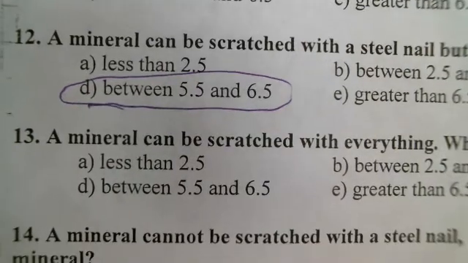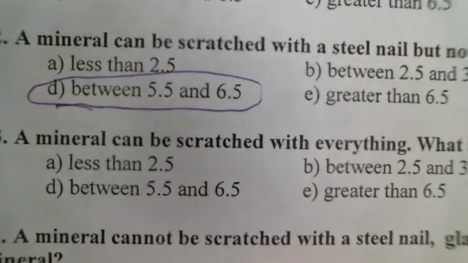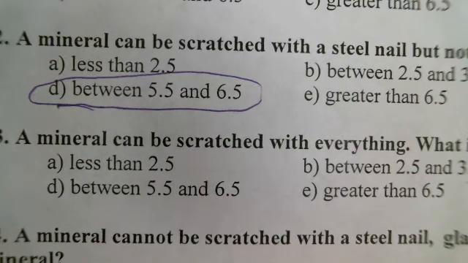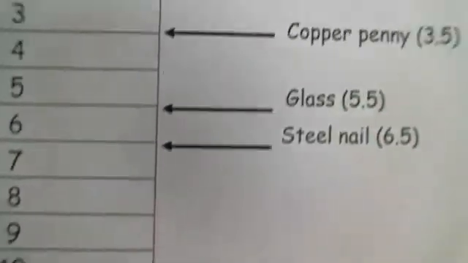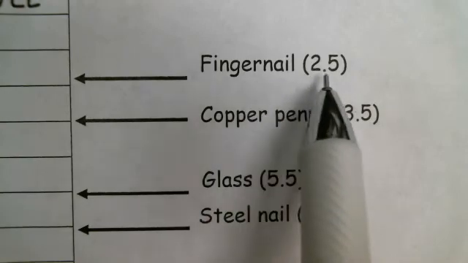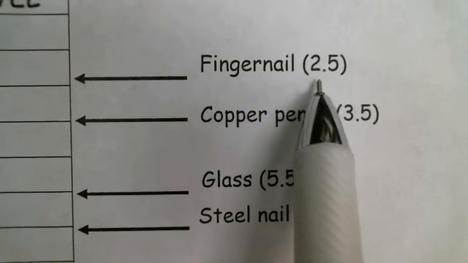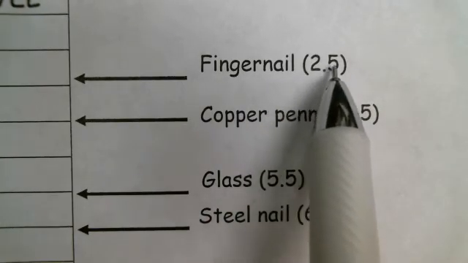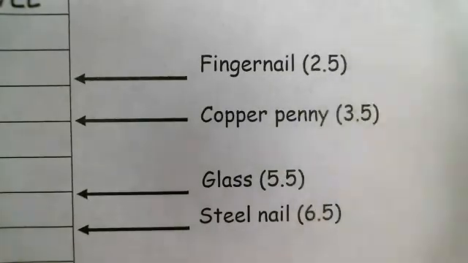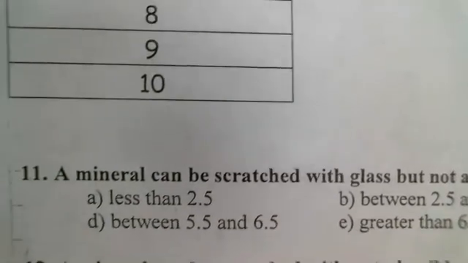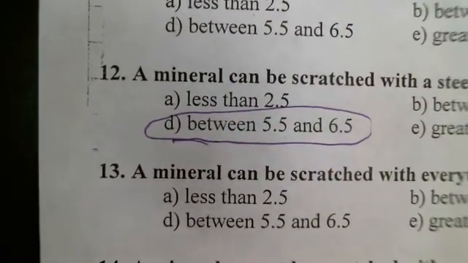Number 13, the mineral can be scratched with everything. So that means that it's softer than everything. And the softest thing that we can be scratched by with our equipment is 2.5. So we don't know how soft it is, except that it's a smaller number than 2.5. So for number 13, the answer is A.